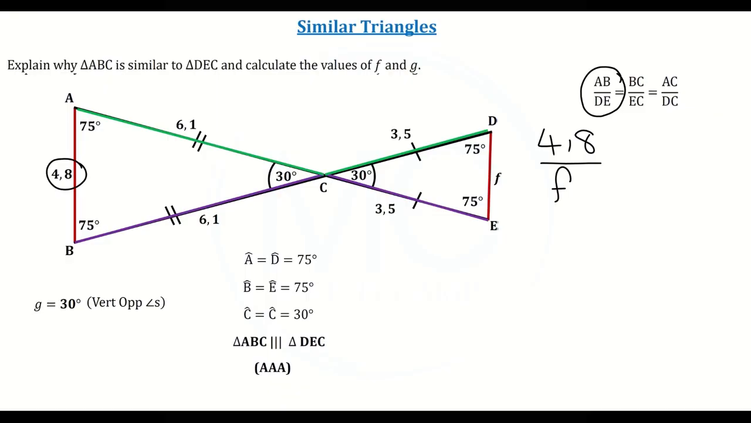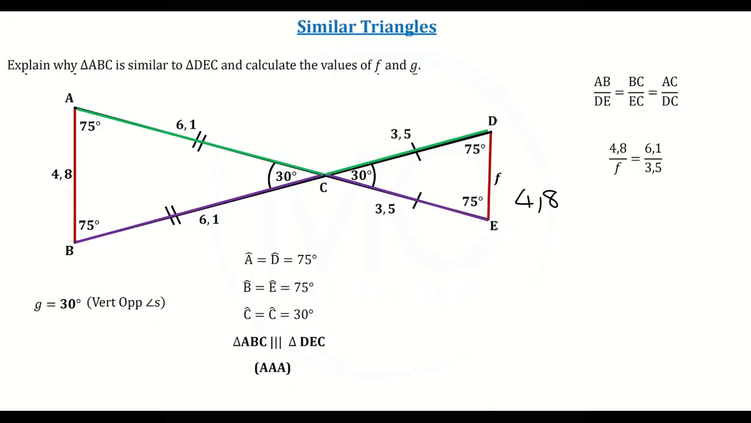I'm going to use BC over EC. BC is 6,1 units. So we say 6,1 over the length of EC, 3,5. And we can now use this to solve for f. Now, to solve for f, let's multiply out our denominators. On the left, we're going to have 4,8 multiplied by 3,5 is equal to, on the right, 6,1 multiplied by f.